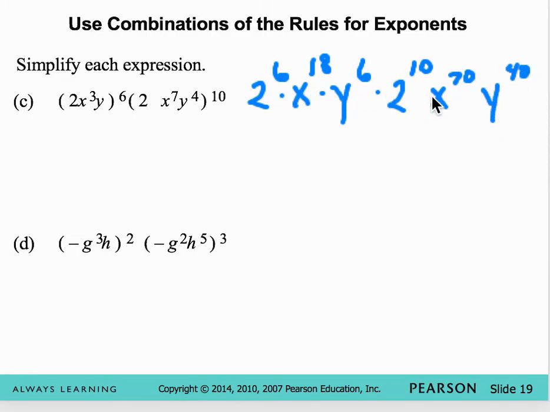Now that we're multiplying, we add the exponents. Exponent raised to an exponent, multiply. Exponential numbers being multiplied, add the exponents. So 2 to the 16th. Okay, so here's 18 x's times 70 more x's. So 70 and 18 would be 88 x's all getting multiplied together. And then here's 6 y's multiplied by 40 more y's. So 46 y's all together.